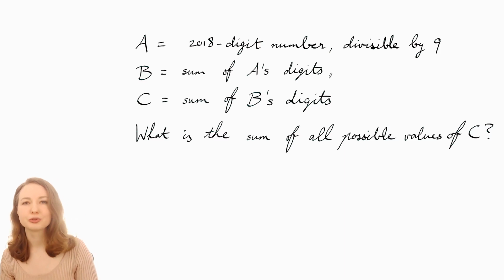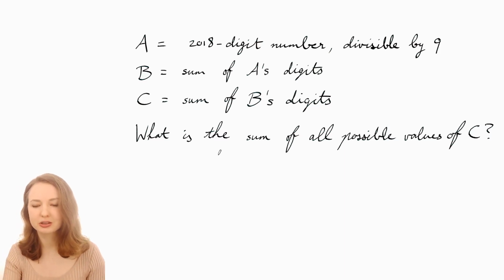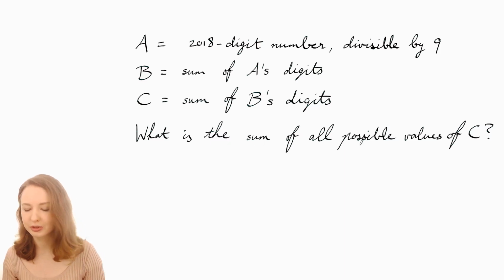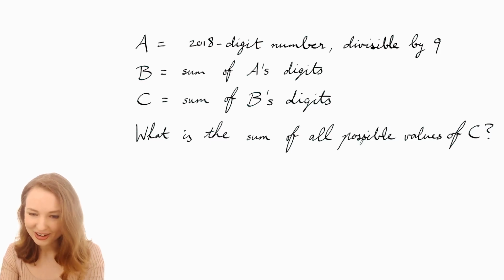Someone asked me about this before, but they didn't remember the exact wording of it, that it was asking for the sum of all the possible values, so I couldn't answer that at the time. But now that I have the exact question, we can go over that. All right, so let's think about things that B could be.